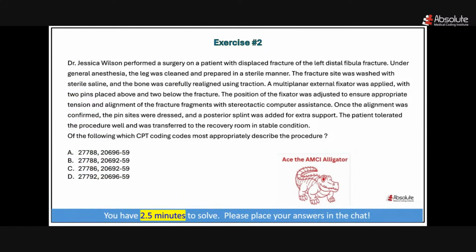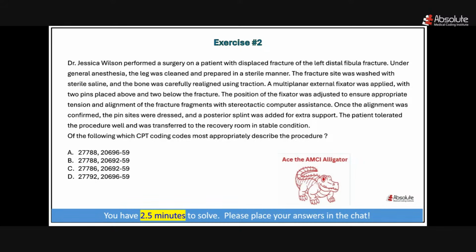Here we go. Exercise number 2: of the following, which best describes the procedure? Your code options are: option A, 27788, 20696 with a 59 modifier. Option B, 27788, 20696 with a 59 modifier, 27786, 20692 with a 59 modifier, 27792, 20696 with a 59 modifier.